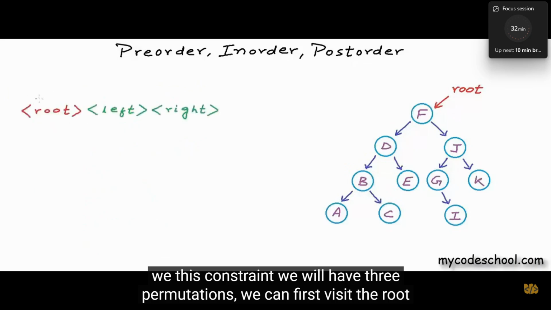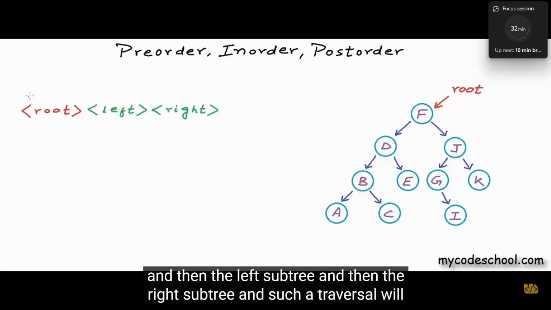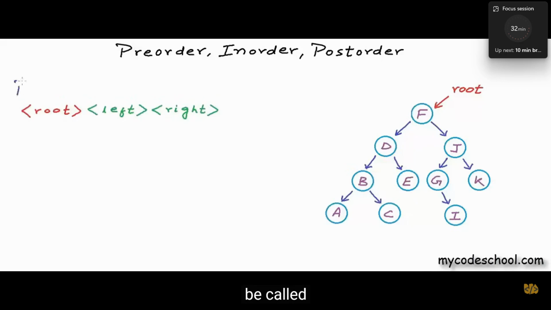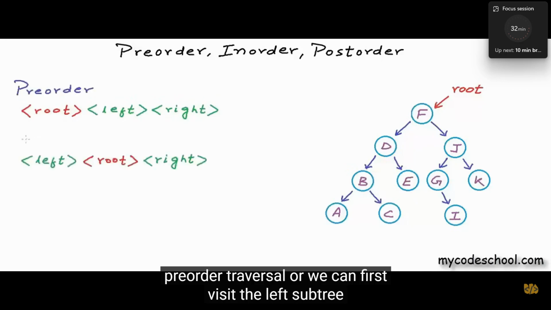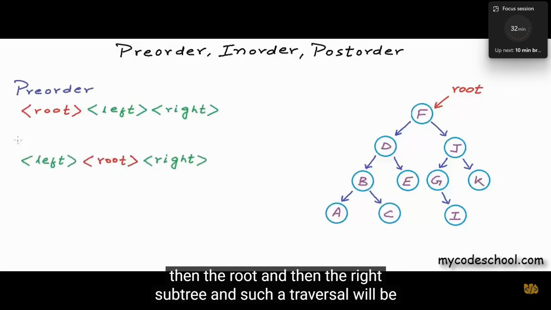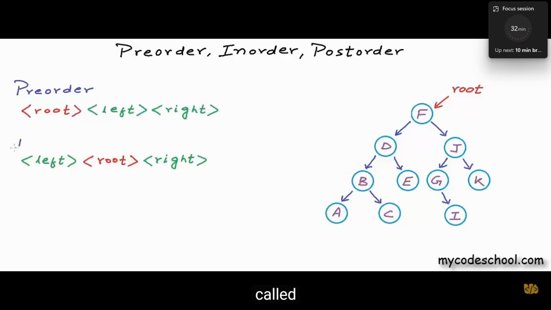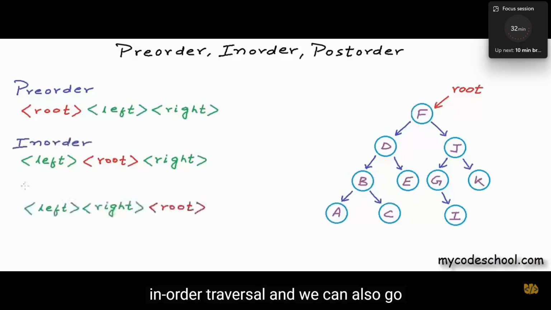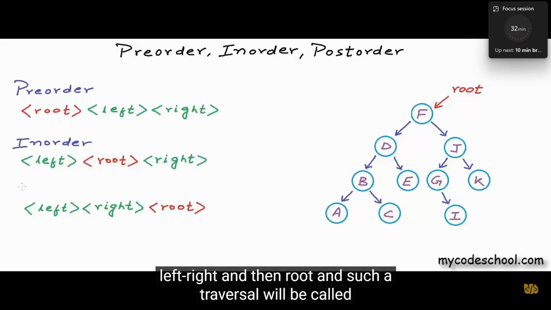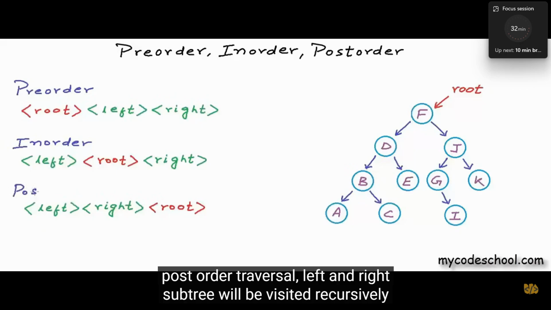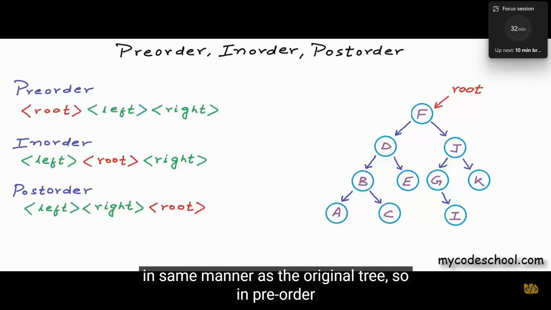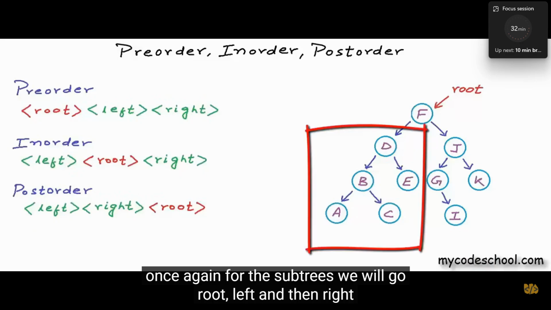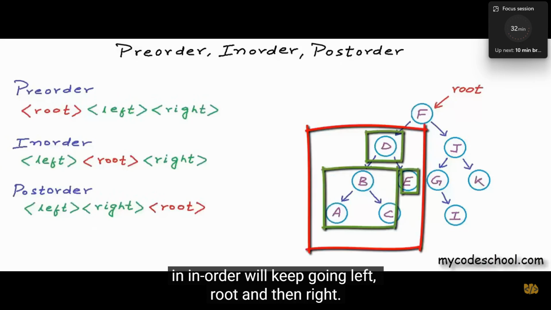We can first visit the root and then the left subtree and then the right subtree. And such a traversal will be called pre-order traversal. Or we can first visit the left subtree, then the root, and then the right subtree, and such a traversal will be called in-order traversal. And we can also go left, right, and then root, and such a traversal will be called post-order traversal. Left and right subtrees will be visited recursively in same manner as the original tree. So in pre-order, once again for the subtrees, we will go root, left, and then right. In order, we'll keep going left, root, and then right.